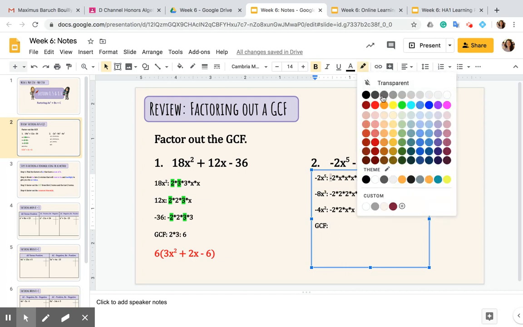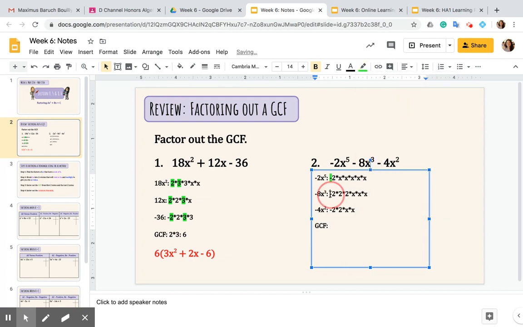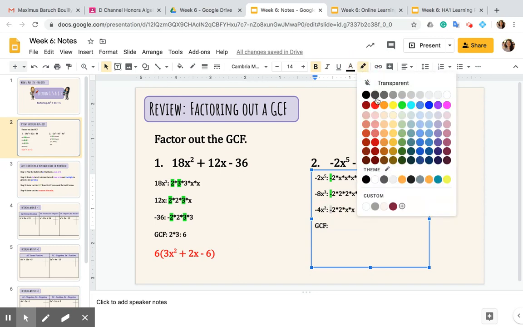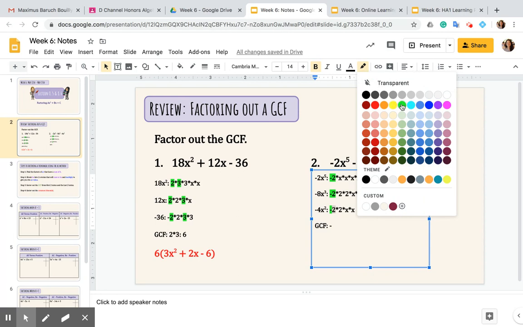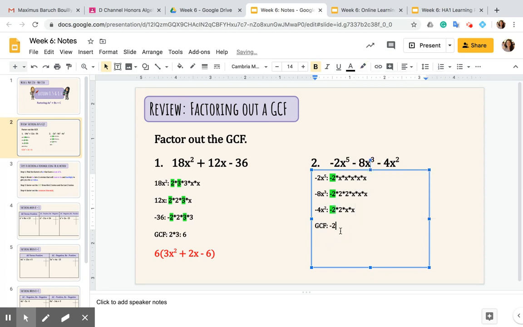Well, we have a negative. That's common. So I definitely want a negative as part of my GCF. I have a 2. That's common. Remember, greatest common factor is what GCF stands for. So I definitely want a 2. I have more 2's in some of my other terms, but not in this one, so I can't pull out a second one. Let's see how many x's I can pull out.